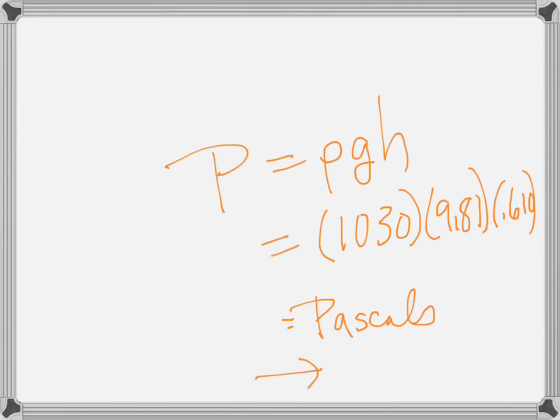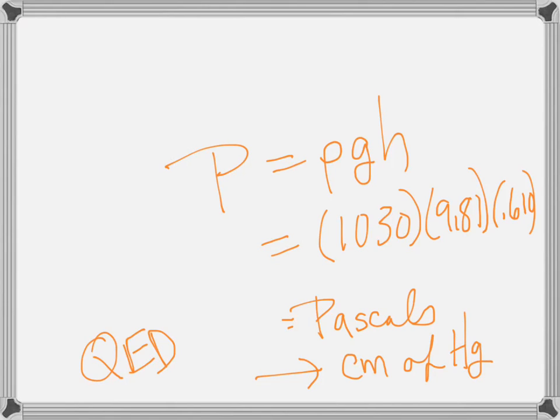You need to convert to not millimeters of mercury, but centimeters of Hg. Hopefully that will help you solve the 5 static depth problems.